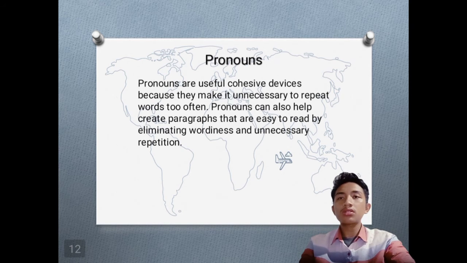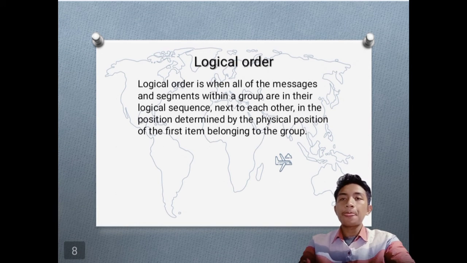So the last one is logical order. Logical order is when all of the messages and segments within a group are in their logical sequence next to each other, in the position determined by the physical position of the first item belonging to the group.